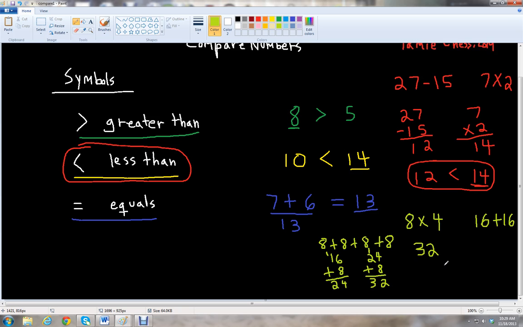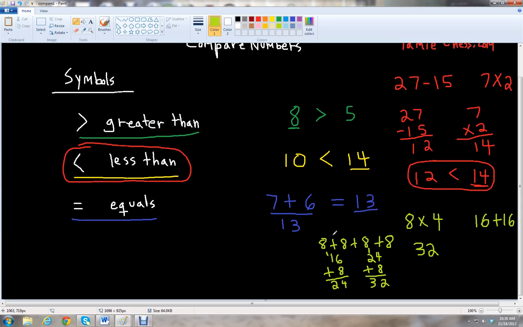Notice here, 8 times 4 is probably a times table that you learned in second grade in your class. But in case you forgot what the times table is, you can always do adding, because multiplication is repeated addition. So you see that 8 times 4 means just adding 8 four times. Or you could add 4 eight times.